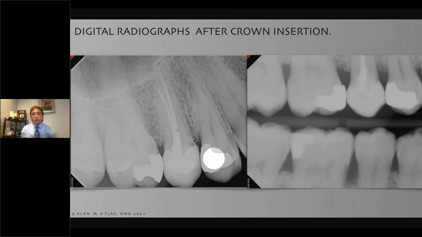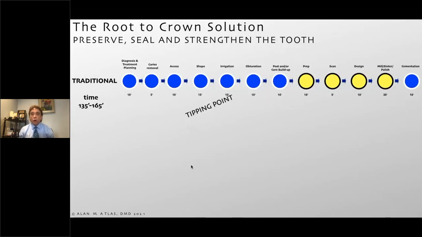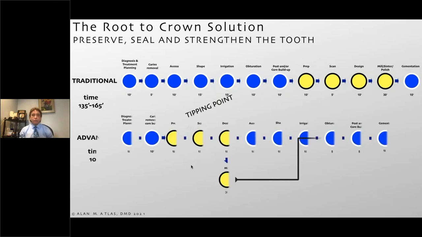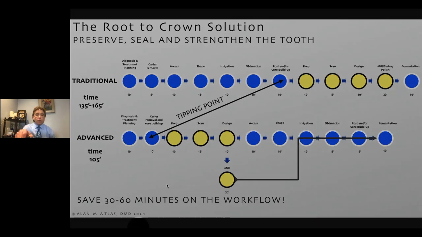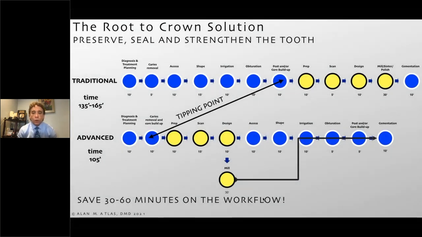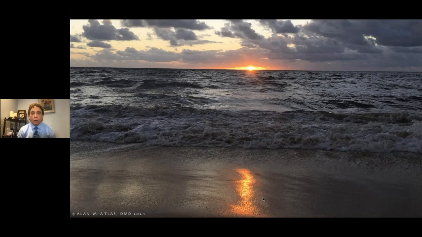If in fact Dr. Elsaby had made an access and broken the core material, then I would not have been able to finish the procedure in one day. I would have rebuilt the core and then placed the temporary and had the patient come back the next day if time was not allowable. So again, the tipping point is this. There it is. I am doing my caries removal and core buildup here instead of here. And I'm saving 30 to 60 minutes off the workflow. This is what we call doing faster, better dentistry.